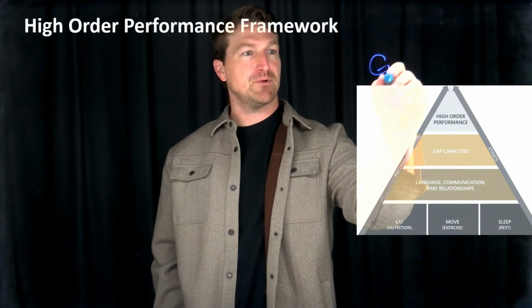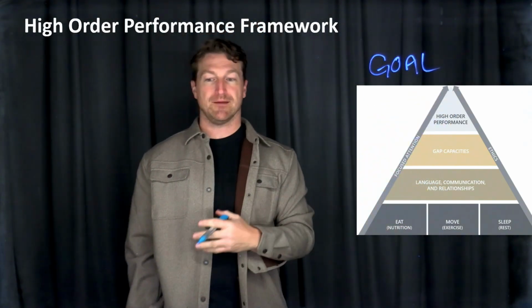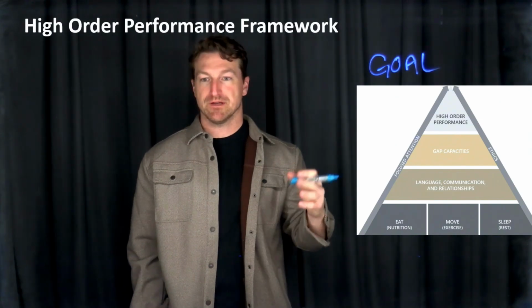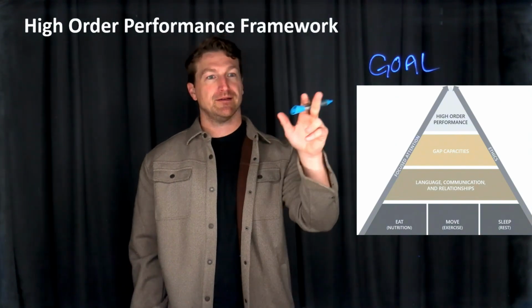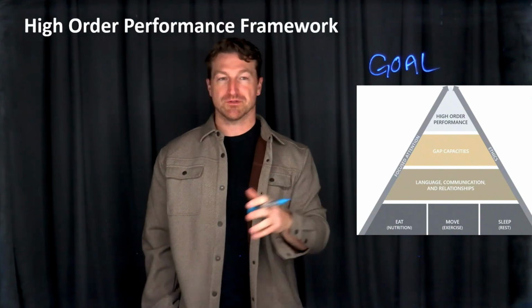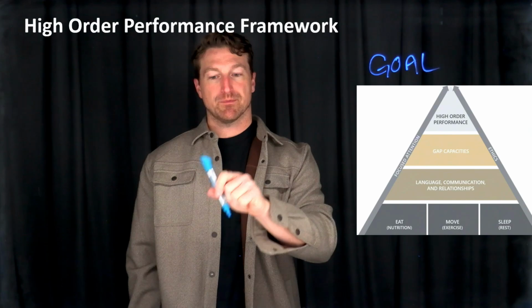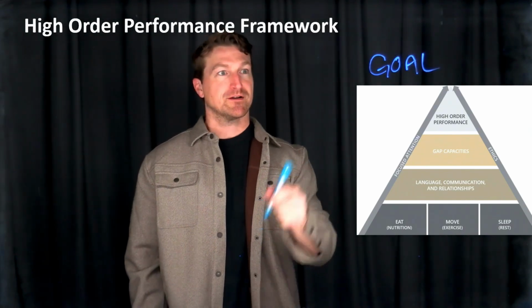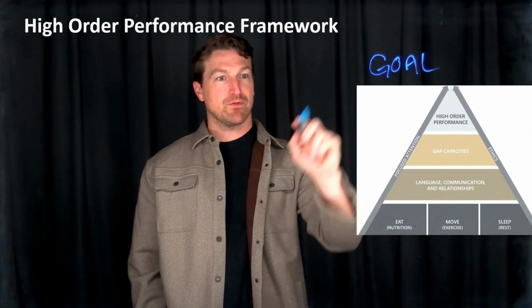This is the easiest way to enter the high order performance framework. Some might say that's to win a championship, or it's to hit a certain mark, or a sales quota or something like that. Identify a goal. Maybe it's to get a promotion, whatever it may be. You can apply this to both your professional life and to your social life as well, but we'll get into that at a later date. So you start with a goal.